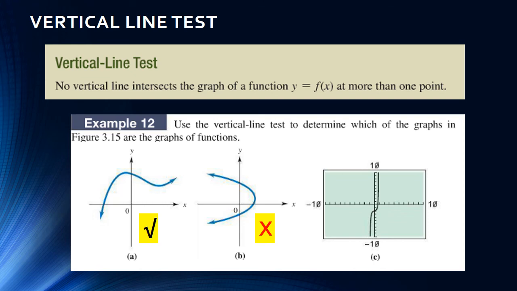In C, it's a little bit confusing because it looks like these lines are getting straighter, but they are slowly getting wider. So technically, it's still not touching at any more than one point, and so C is the graph of a function as well. The checks are indicating these are functions.